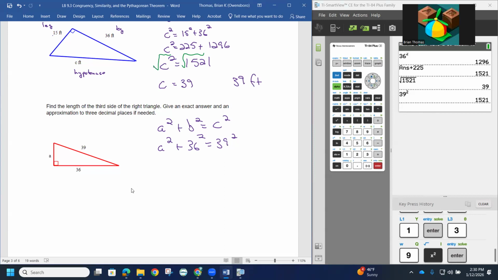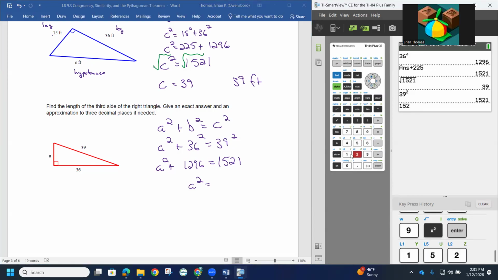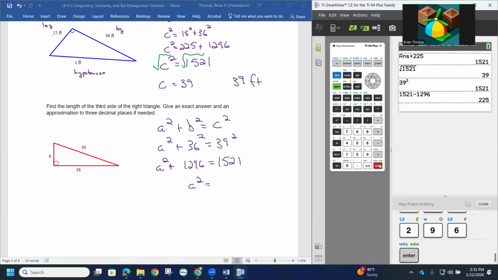So if we play this math out, let's see if we actually get 15, because it looks like the same math, just different thing. So a squared is going to equal, or plus this 36 squared. Well, we did this 36 squared earlier, and we got 1296 equals 39 squared. Well, I just did that 39 squared. We didn't have to throw that math away. So 1521. So to find a squared, we'd have to subtract 1296 on both sides. So I have to go 1521 minus 1296. And I do get 225.